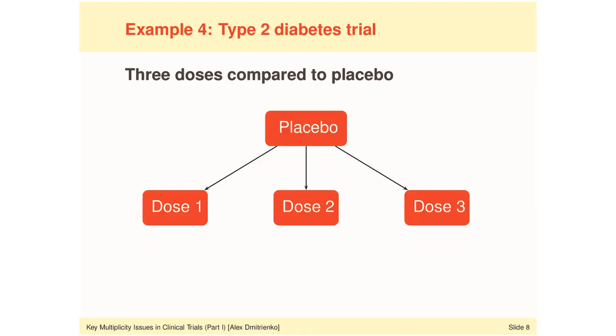We have seen the setting multiple times in this course. Example 4, based on the type 2 diabetes trial, is an example of a clinical trial with several dose placebo comparisons. In this particular case, there are 3 doses of a treatment and a placebo arm. So there are 4 arms in the trial, and there are 3 dose placebo contrasts or comparisons that are represented here by the arrows.